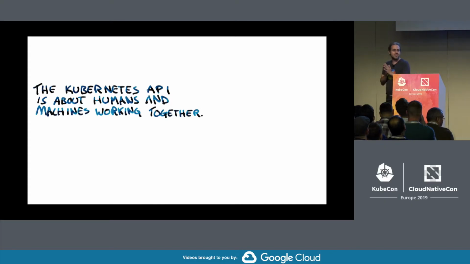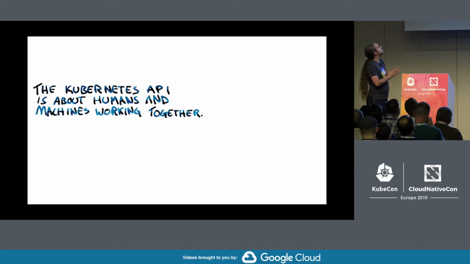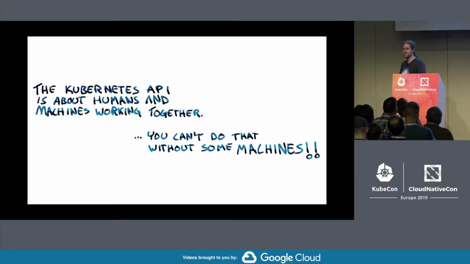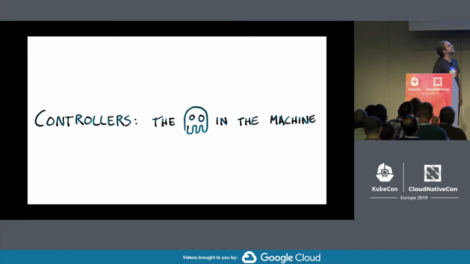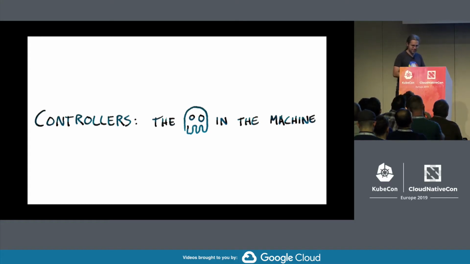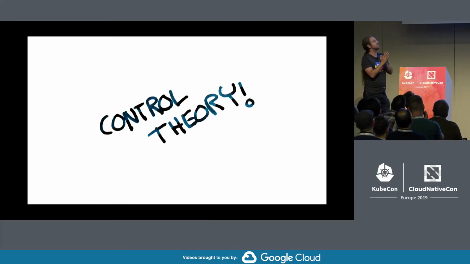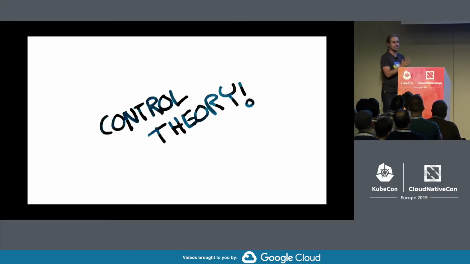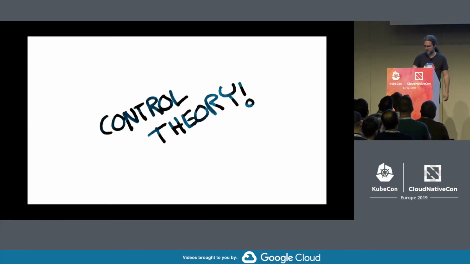If you've seen those, you probably heard me say something like, the Kubernetes API is about humans and machines working together. Well, you can't do that without some machines. So this talk is about controllers. Controllers are the things that make it all work, the ghost in the machine, the person behind the curtain. You get the idea. And before we dive into the controllers in Kubernetes, I want to, everybody loves control theory, right? I want to talk about control theory for just a little bit.